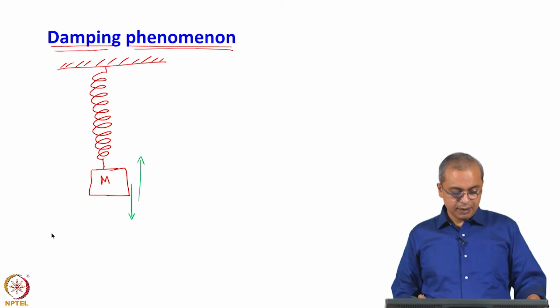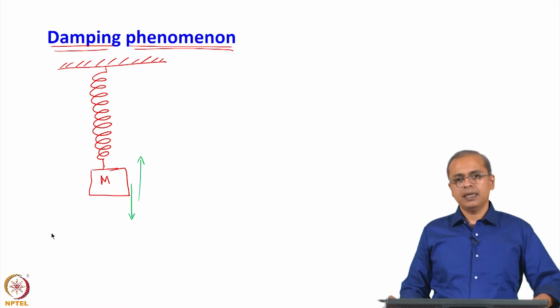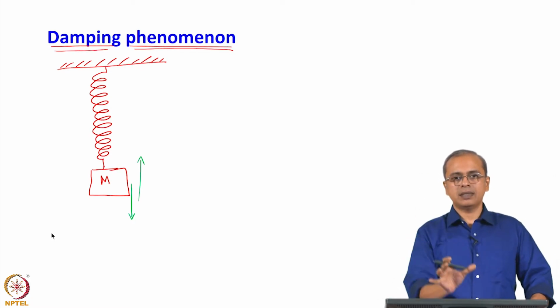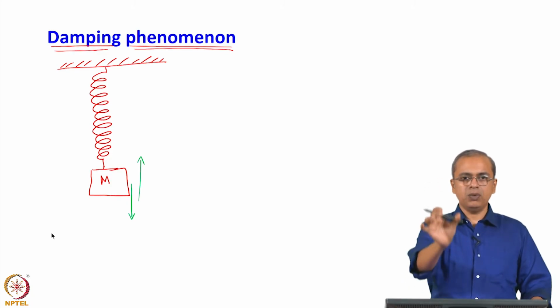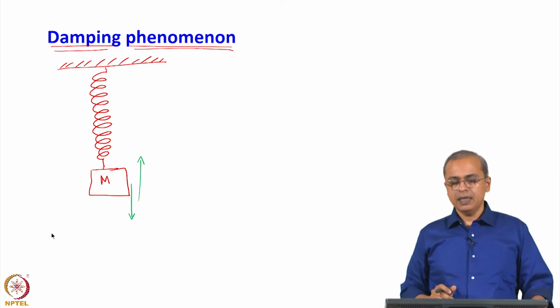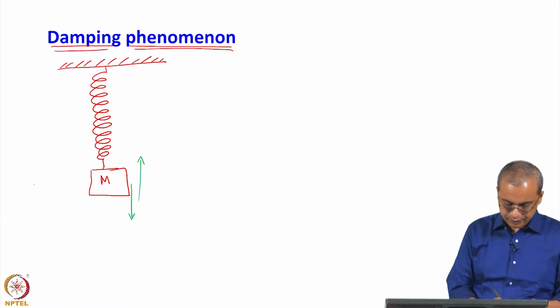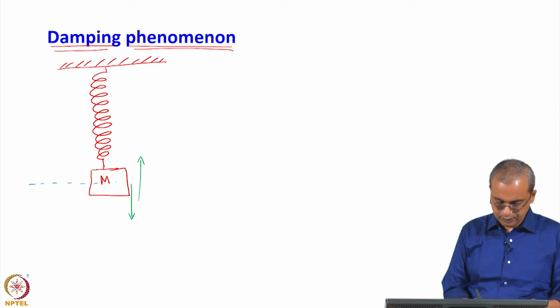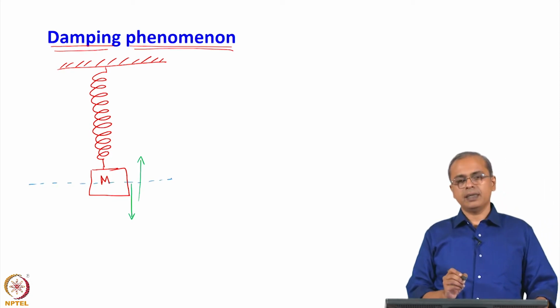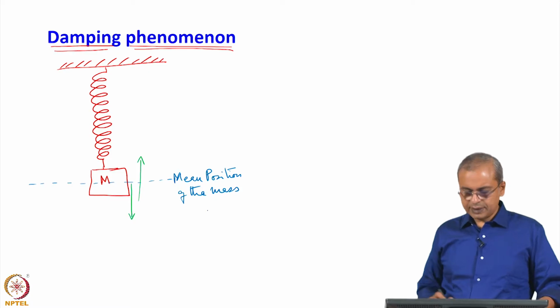Now what generally happens is, if you do a simple experiment like this at home, you just have a spring, you put a load to it, and you pull it down and release it. What you will find is that it will keep vibrating up and down. Slowly the amplitude of vibration will start coming down, and then eventually it comes to a halt. So let us say this is your mean position, the mean position of the mass.